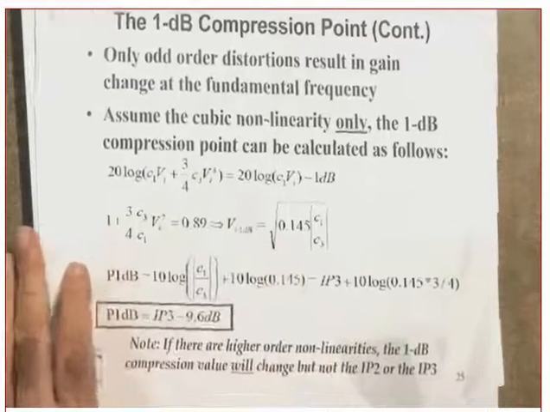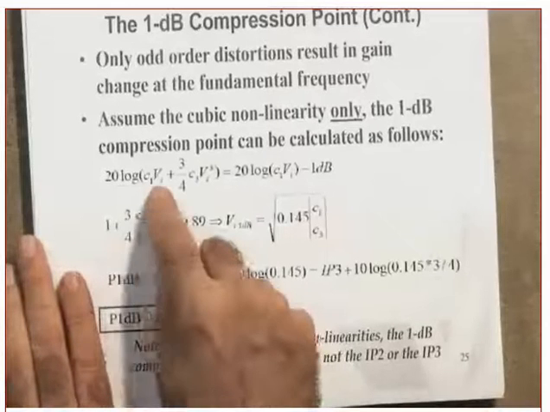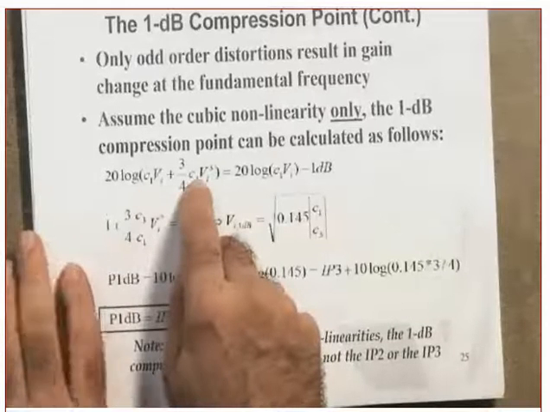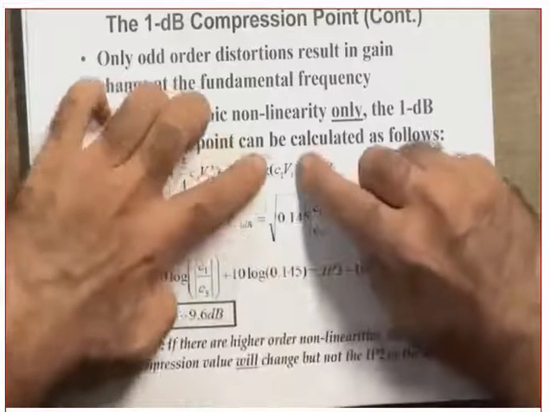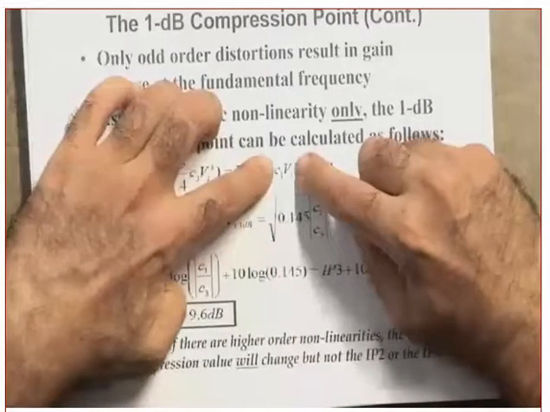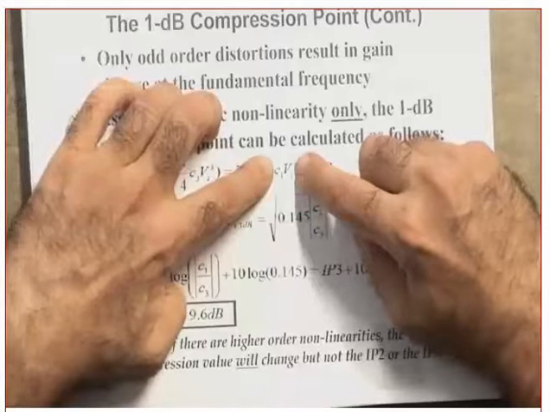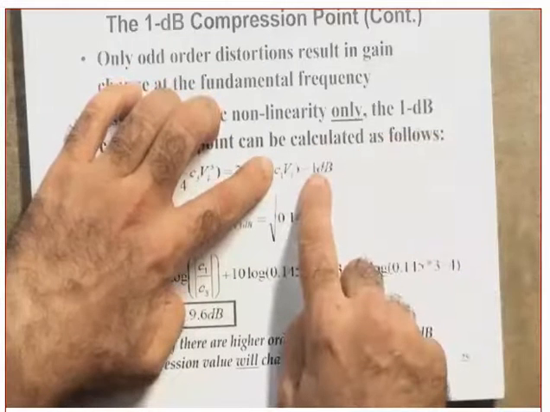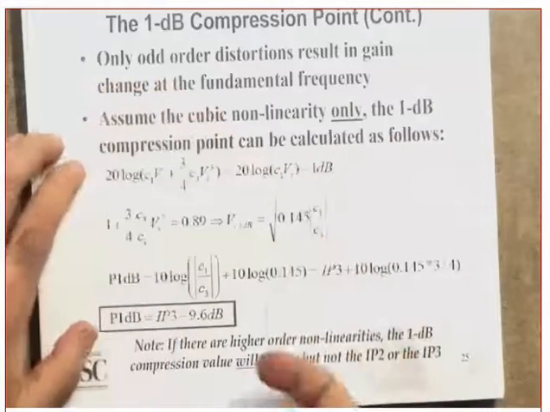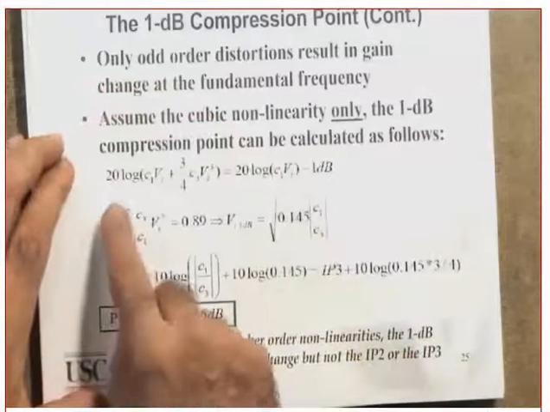Did you get this or not? One more time. What is this? This is the output voltage. The output voltage at the fundamental. This is the output voltage at the fundamental, assuming linearity. So I'm subtracting 1 dB from it. Did you follow me or not? 20 log.